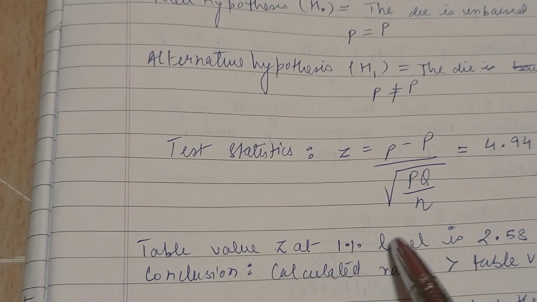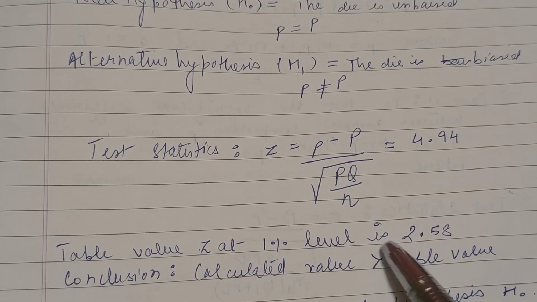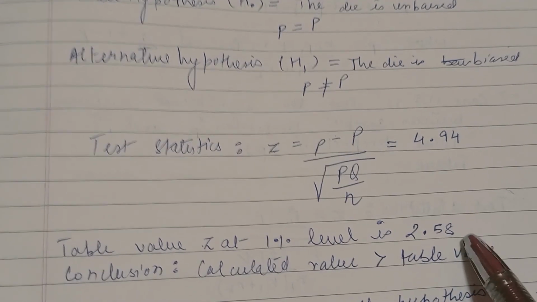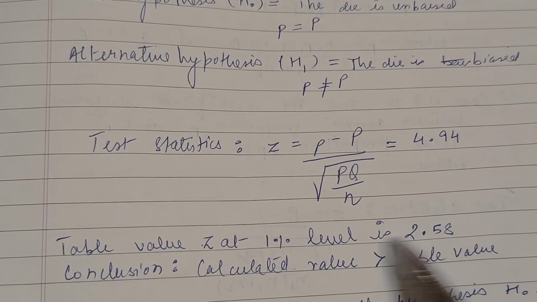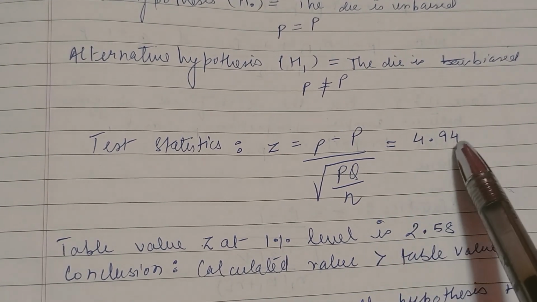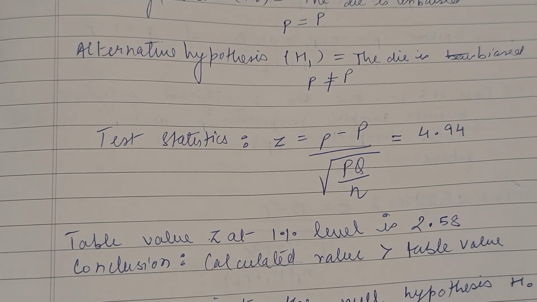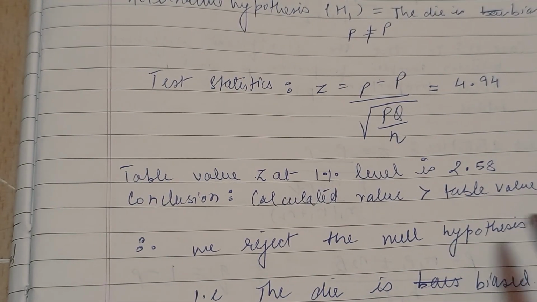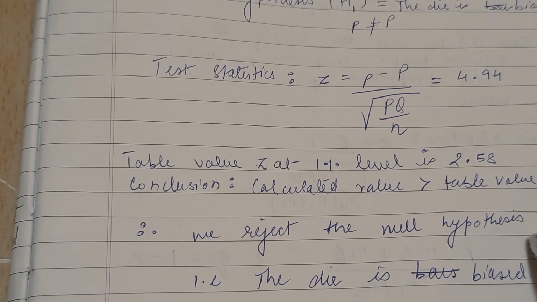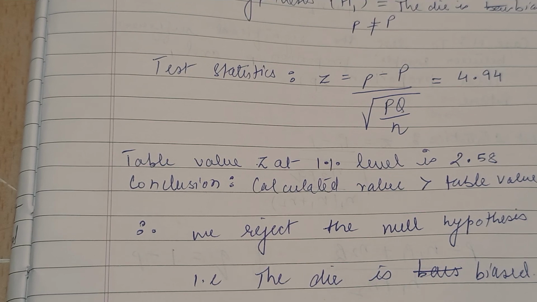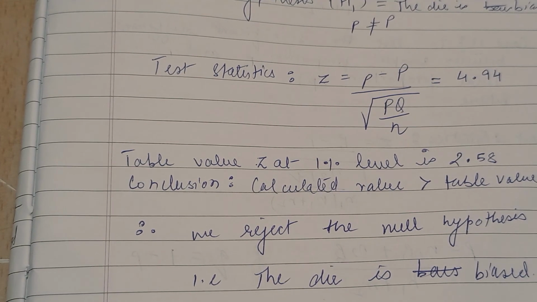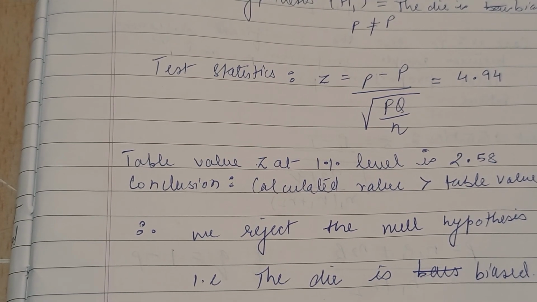Now the table value at 1% level of significance is 2.58. It is a two-tailed test. The table I showed you in the last question is the same table with the same value. The calculated value, 4.94, is greater than the table value. So we reject the null hypothesis H naught. That is, the die is biased. We can conclude that. This is all for the single proportion test. In the next class, we will start with difference of proportions and other topics. Till then, practice these questions and take care.